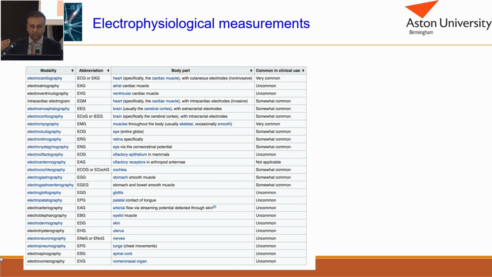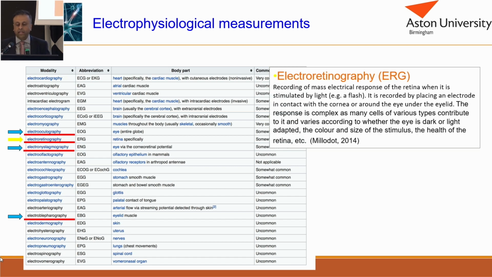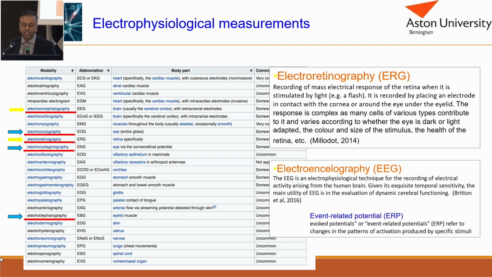There are lots of electrophysiological measurements we can take in the body. And here, just highlighted, are the ones that we can take in the eye. I'm sure many people have heard of electroretinography, ERG. And you will have heard of EEG, electroencephalography, as well.